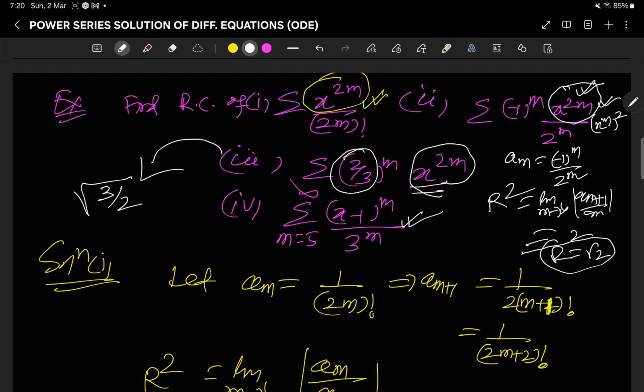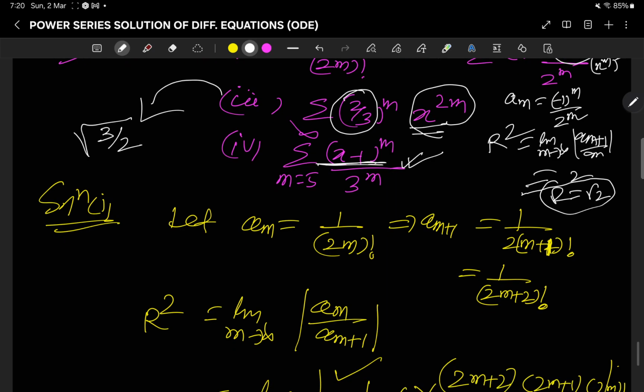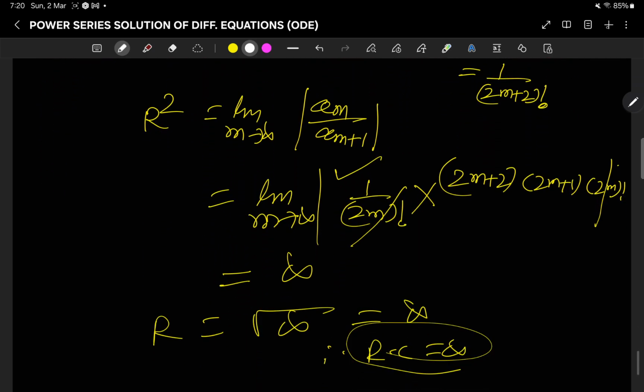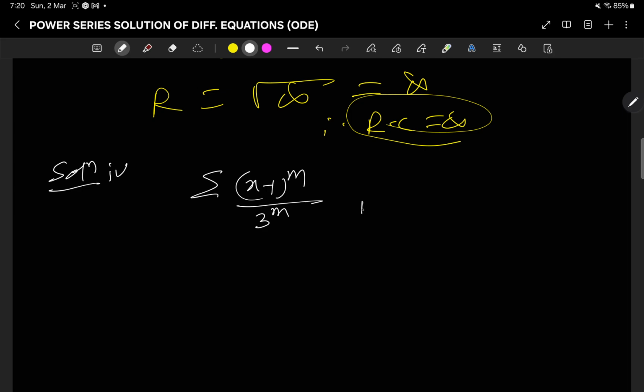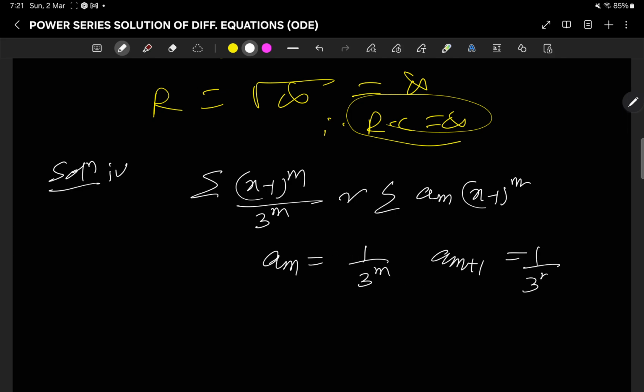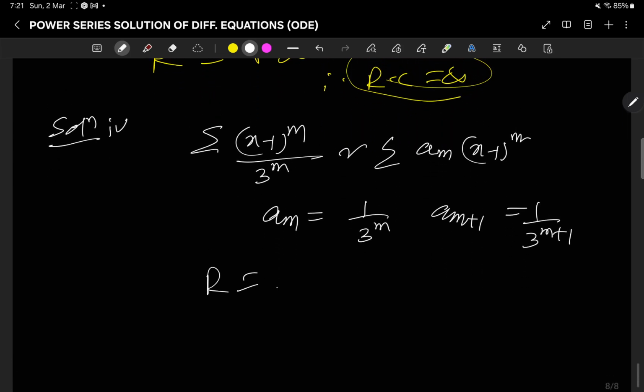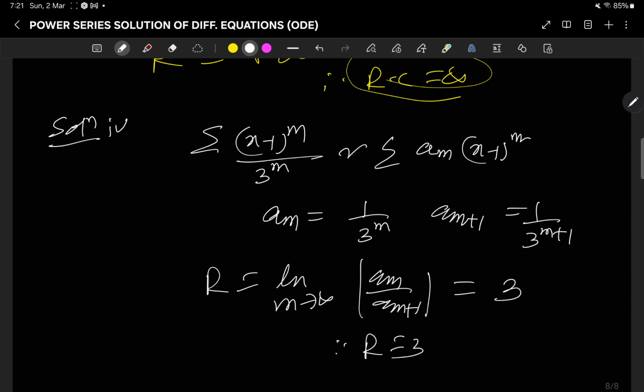Now here in this case, in case IV, this x minus 1, we are not going to disturb it. Okay, in case of IV, I can write it of the form a_m into (x minus 1) to the power m. Okay, so what is my a_m? a_m is 1 by 3 to the power m. So my a_(m+1) is 1 by 3 to the power (m+1). So here r is equal to limit m tends to infinity of the magnitude of a_m by a_(m+1). If I solve it, it's 3. Therefore r is equal to 3 here.